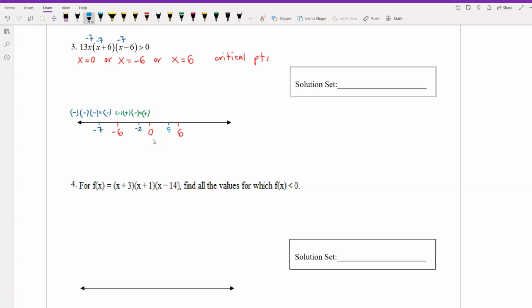Then a number between 0 and 6, for example, 5. 5 times 13 is positive. 5 plus 6 is positive. 5 minus 6 is negative. Multiply all these, that is negative. Then a number greater than positive 6, for example, positive 7. So we have 7 times 13 is positive. 7 plus 6 is positive. 7 minus 6 is positive. Multiply all these, this is positive. And here it's asking for positive.